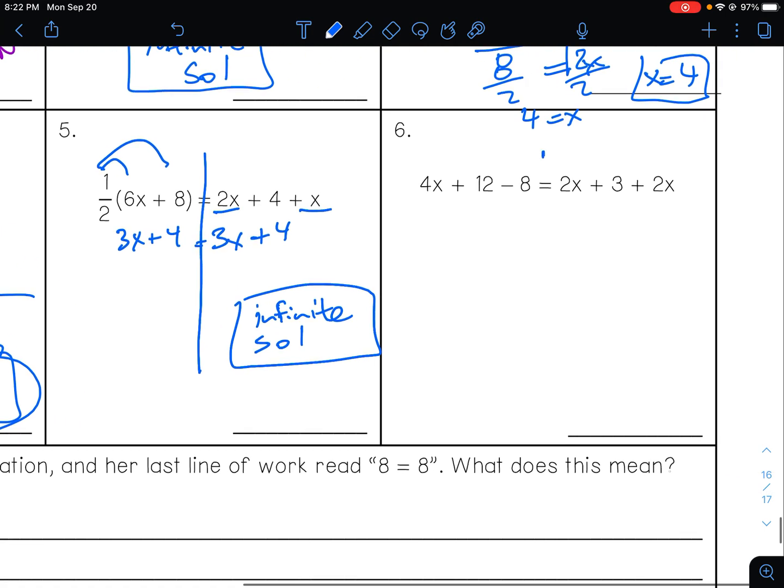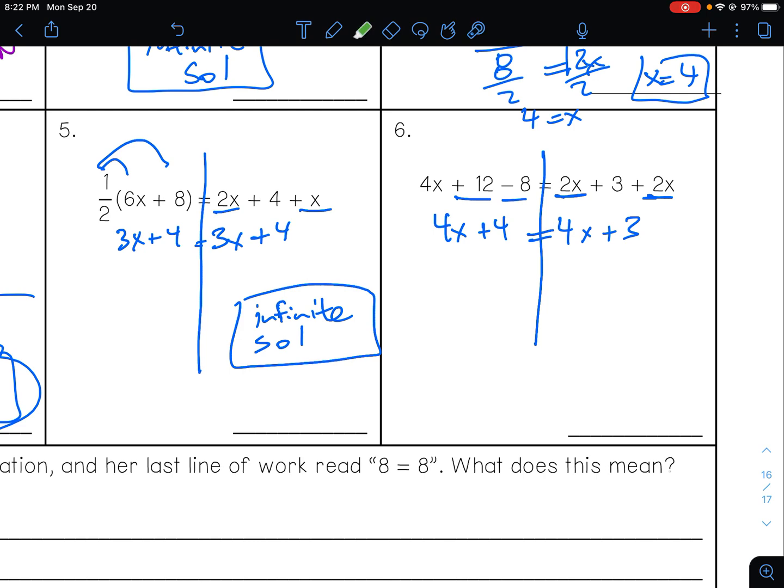Number 6. Combine my like terms on the left and right. I have plus 12 and minus 8. That is plus 4, I think. So we have, bring down the 4x. So 4x plus 4. Let's look at the other side. I have 2x and 2x. That's 4x. And then plus 3. Oh, look at that. We can already tell. This is 4x plus 4 and 4x plus 3.